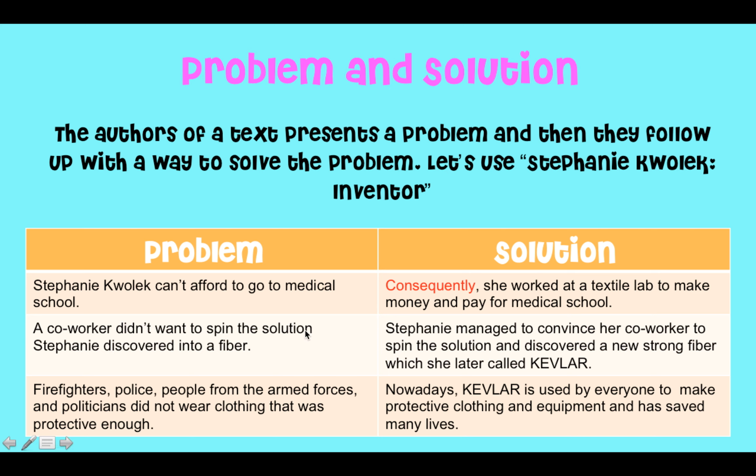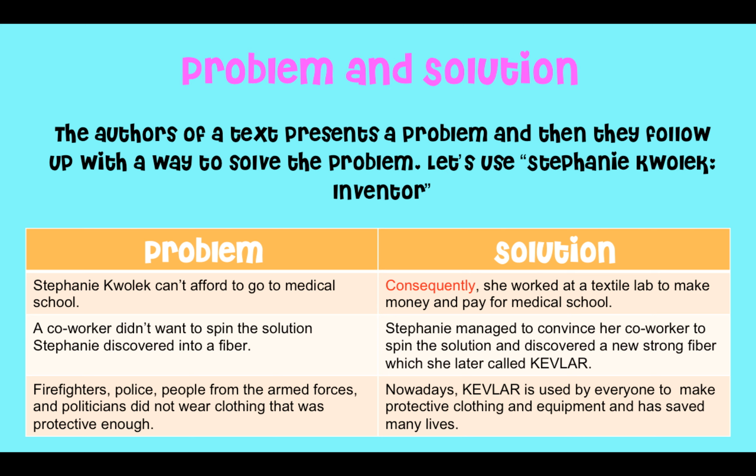Now, another problem that Stephanie Kwolek faced was that she had created a liquid or a solution, and this solution is not the same type of solution that we're talking about here, right? When the problem is solved, this is the kind of solution where different things are mixed together to create a liquid. Okay, so she went ahead and created a solution that was not the same as the other solutions that she was creating.